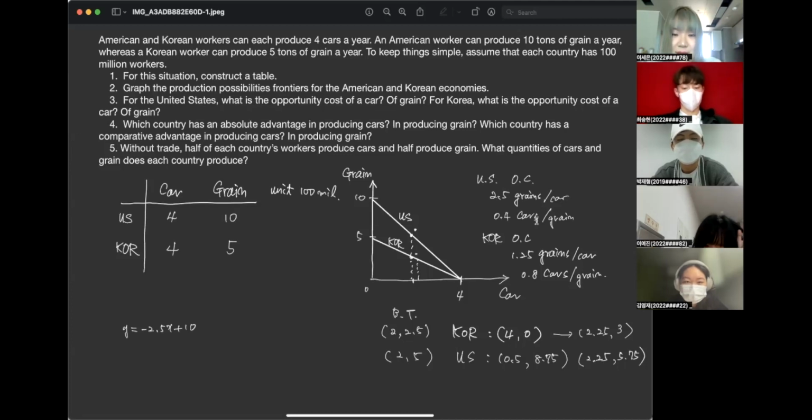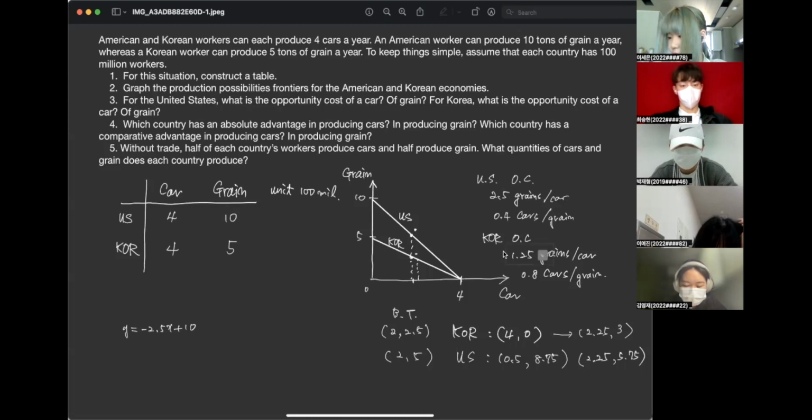Good. Then the comparative advantage pattern is determined, and then the trade pattern is determined. Get it? So what you're gonna do is the US produces more grains and Korea produces more cars and they trade with each other. By doing so, both countries have mutual benefit after trade. So that's what you're gonna see.